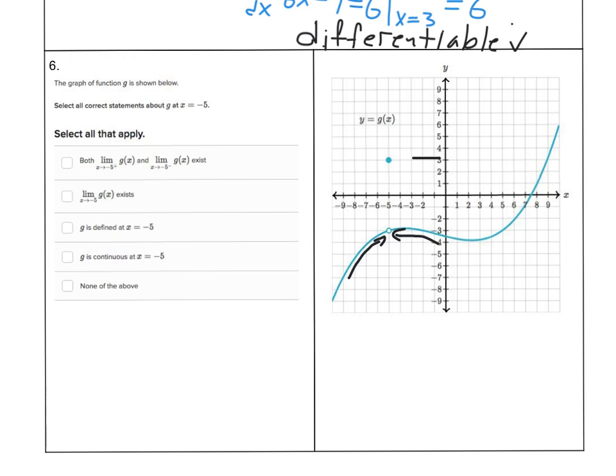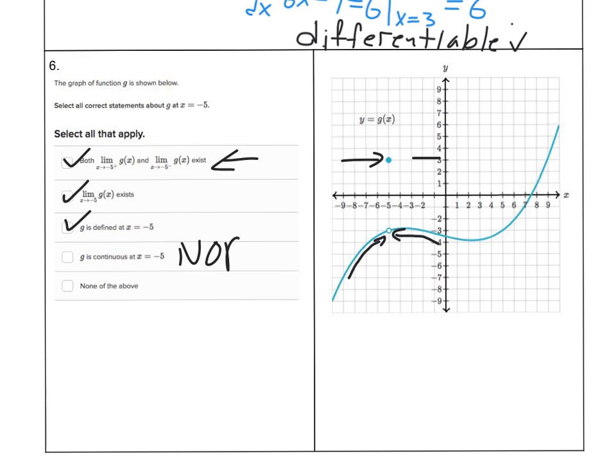Both the left and right limits exist. Well, we just did that. We came to negative 5 from both sides. That's true. The limit as x approaches negative 5 exists. That's also true because it has the same value from both sides. G is defined at x equals negative 5. That's what this point is up here. That's true.